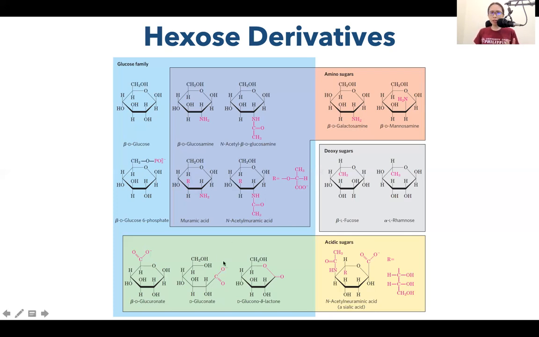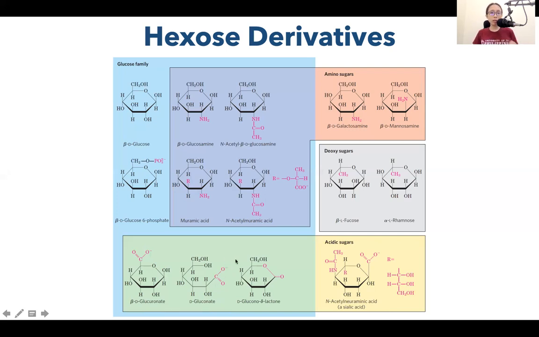Now we can also oxidize your carbon 1. If we oxidize carbon 1, we make it a carboxylic acid functional group, and then we end up with gluconic acid. So if we oxidize carbon 1 of glucose, it becomes a C double bond OH, or a carboxyl functional group. It becomes gluconic acid, or gluconate if the proton is removed.